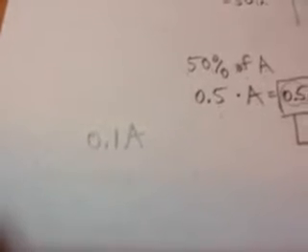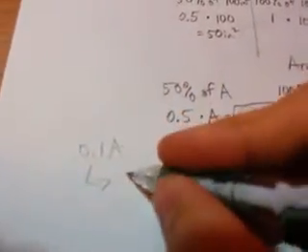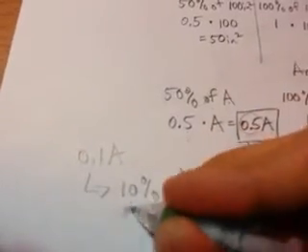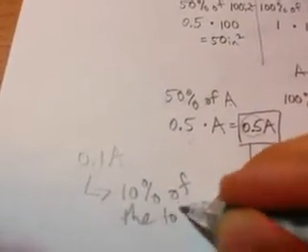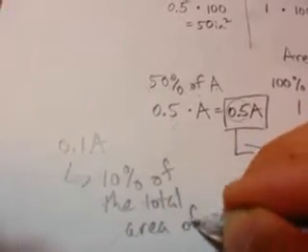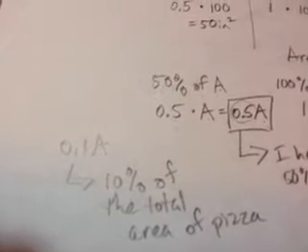What does 0.1A mean? Well, 0.1 is a decimal, but it stands for a percent. It means I have 10% of the total area of pizza. So I only have a fraction, I only have 10% of it.